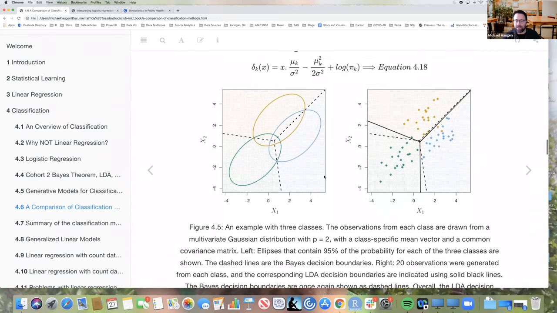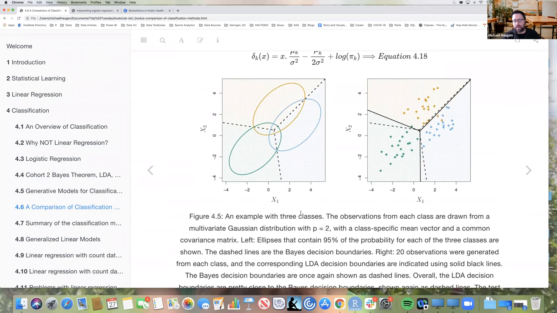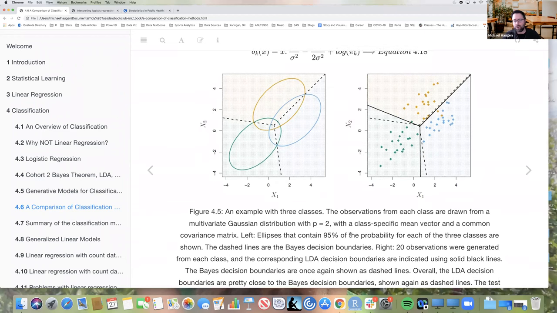Then we got this one. Here's kind of the multinomial. I mean, this looks like PCA, right? Doesn't this kind of look like principal component analysis? Or KNN or something. I think maybe I'm thinking of the visual for KNN. But here, let me read some of this. An example with 3 classes: the observations from each class are drawn from a multivariate Gaussian distribution with p equals 2, with a class-specific mean vector and a common covariance matrix.